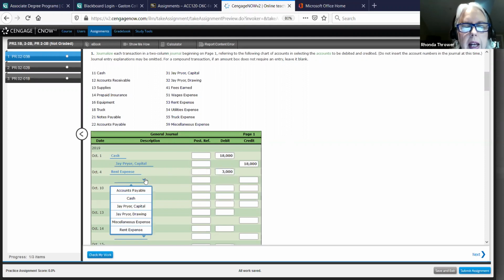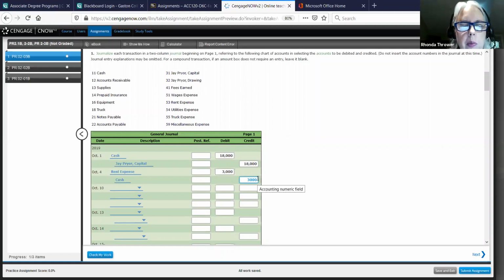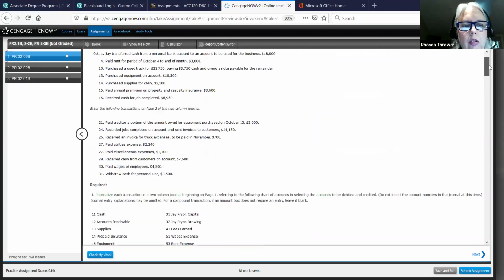In my second line of the October 4th transaction, I would record cash. I spent my cash, so my cash, which is an asset, is going to go down. To make our assets go down, we record it on the credit side. Again, I've created a journal entry to show that we have paid rent expense for this month. We're going to move to the October 10th transaction.